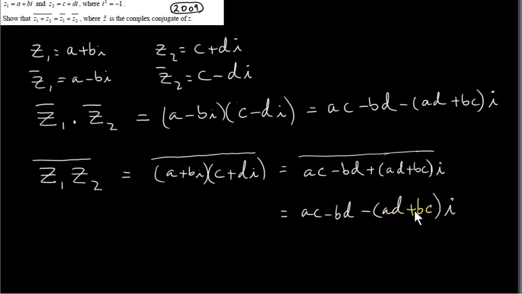So here is another interesting fact. We see that the conjugate of z1 times the conjugate of z2, which is this thing here, is actually equal to the conjugate of z1 times z2. So these are equal.